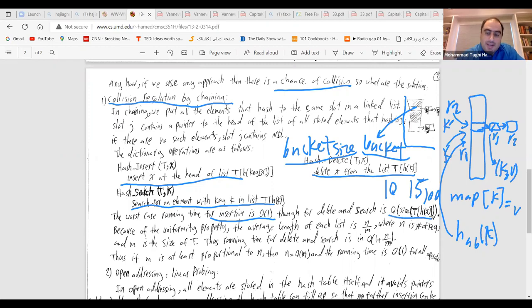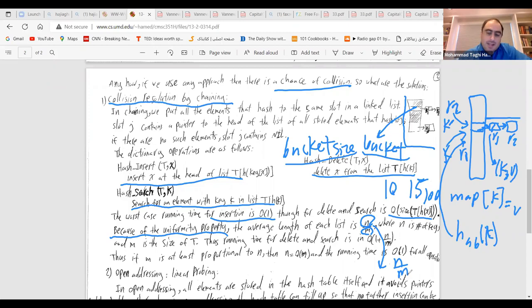If you want to search an element, you need to go through the size of this bucket or this linked list, which would be the bucket size. But this is the important thing, because of the uniformity property. So what is the uniformity property? We knew that each element goes to each of these buckets with equal probability. So if you have n elements that you are inserting and the size of the array is m, we know that the expected size of each bucket would be n over m.